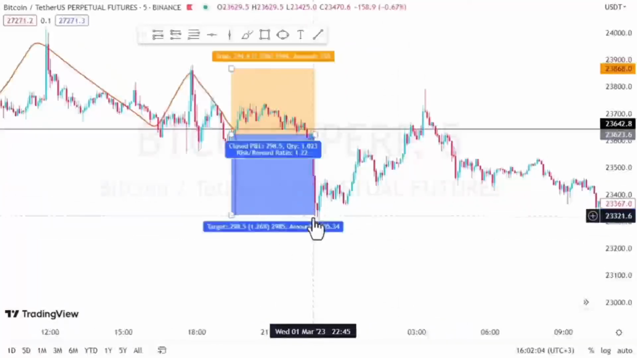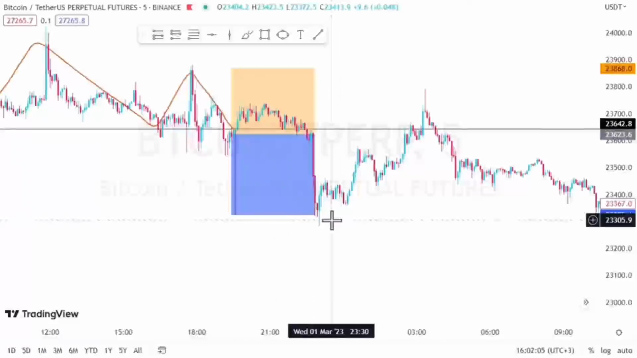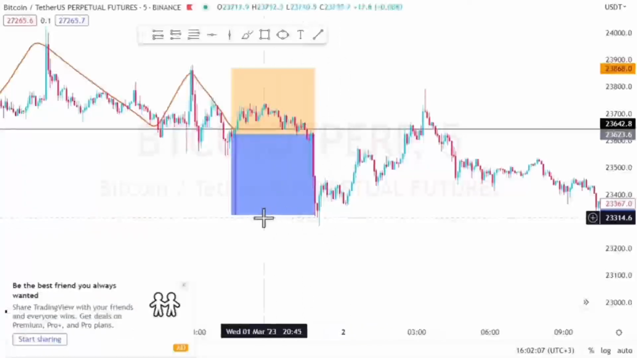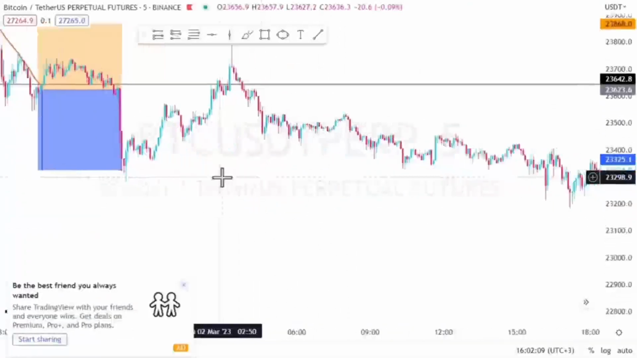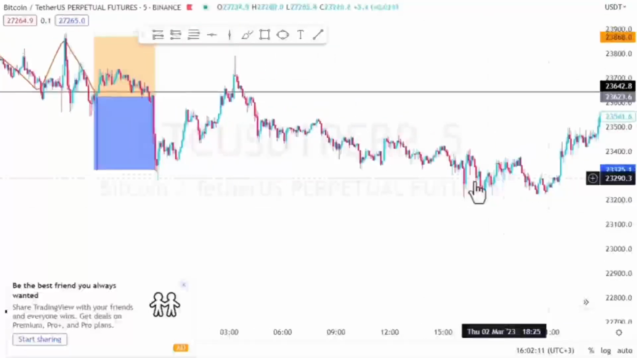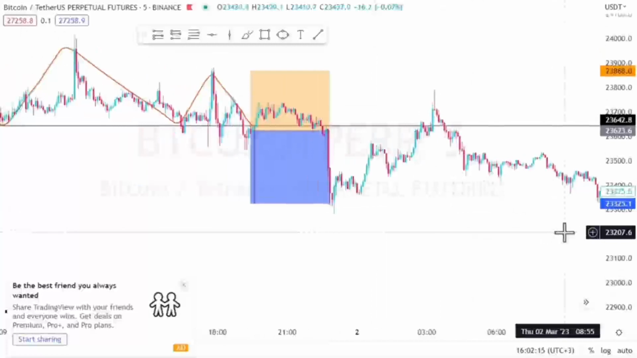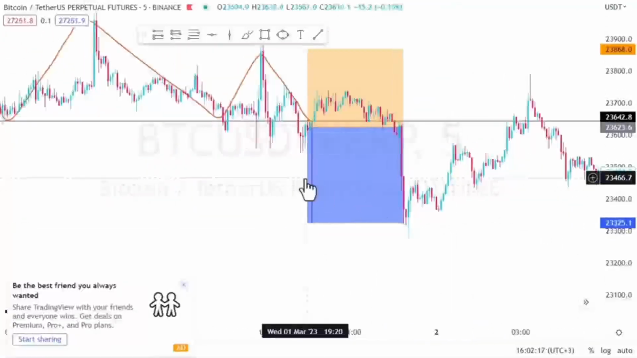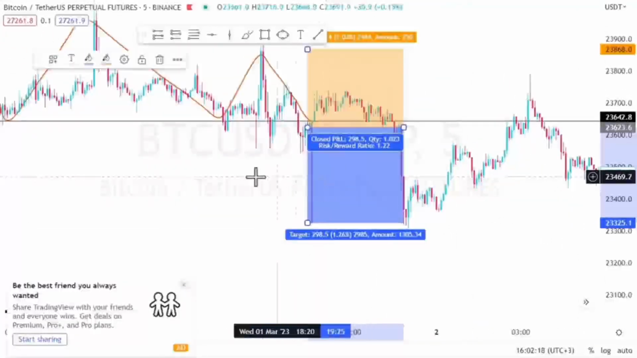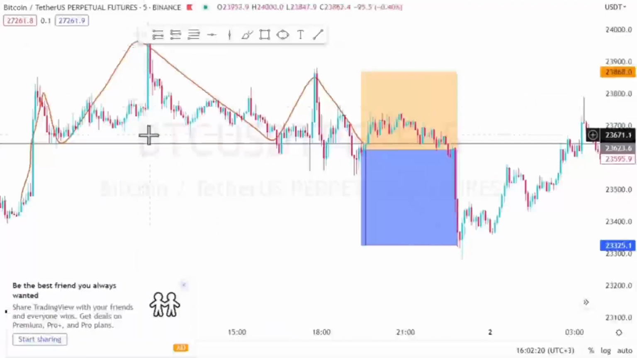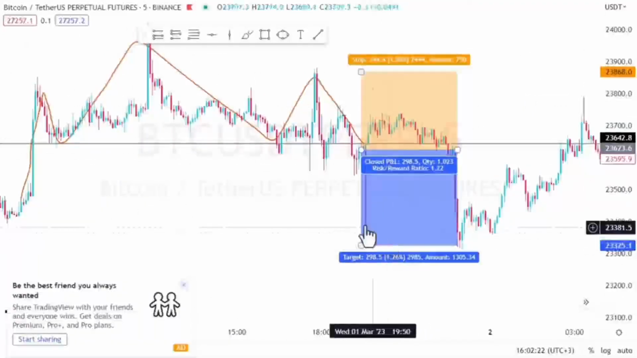And you can see that the price easily, as a piece of cake, touched our target point, and not even touched, it went further down. As I told you, at least the price goes down as much as the distance from the top of the head to the neckline, it will go down.